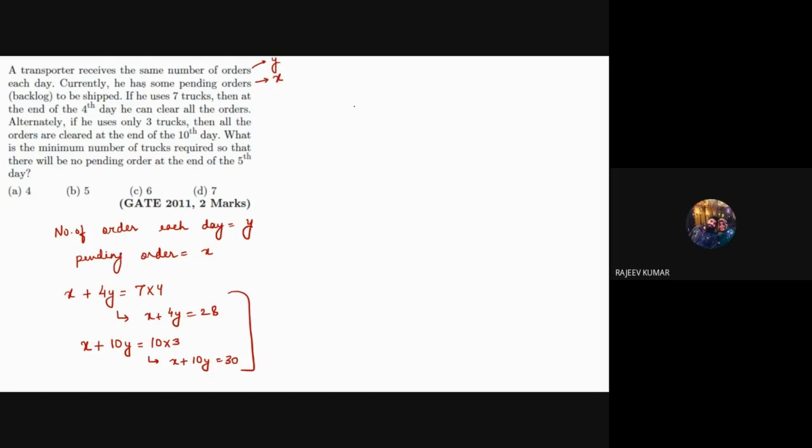Now you have to identify the number of trucks. So let's say the pending orders plus the fifth day. On the fifth day, he will be receiving 5Y, and this can be completed by 5 into n number of trucks. So from these two equations, try to find out the values of X and Y.